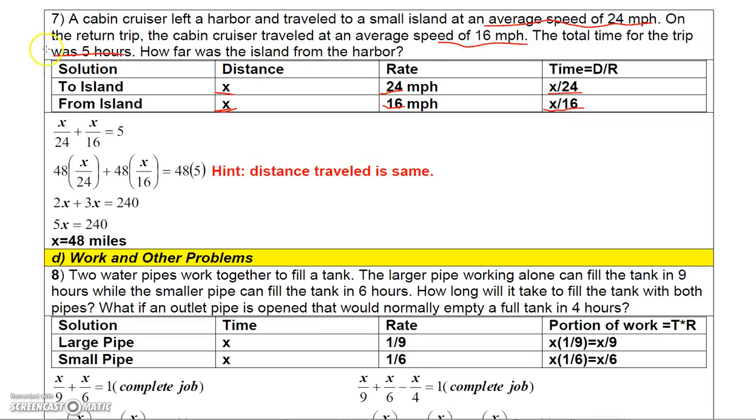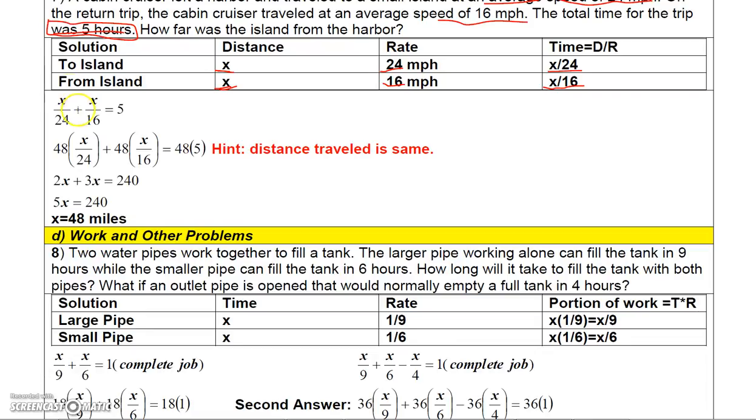Now here's the good part. The total time for the trip to and from was 5 hours. So that means that all we have to do to solve this is add these two times together and set them equal to 5 hours. Now this is a rational equation, and the denominators are 24 and 16. So I need a number that 24 and 16 will nicely divide into, and 48 comes to mind.